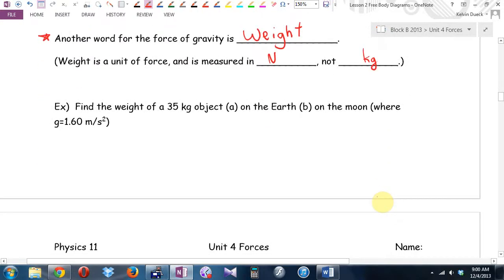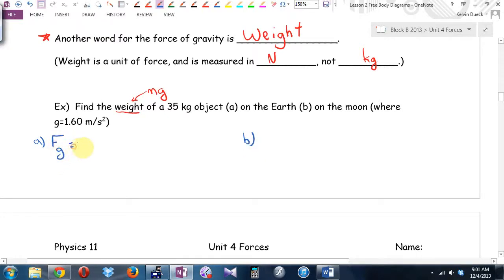So find the weight. That means find the mg of a 35 kilogram object A on the Earth and B on the moon. Because the mass doesn't change. Mass is related to how much matter an object has. That's not going to change.